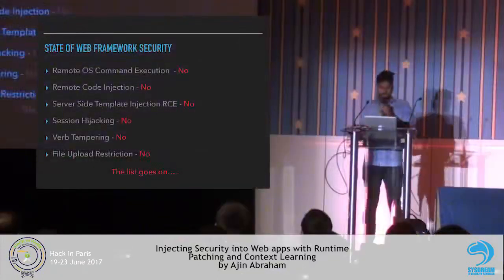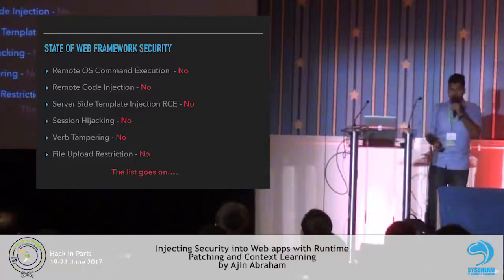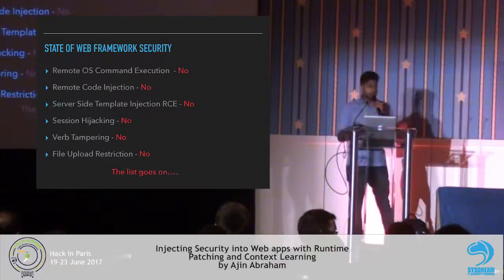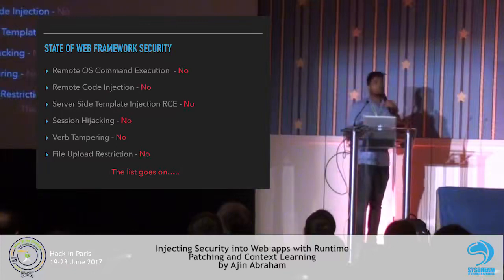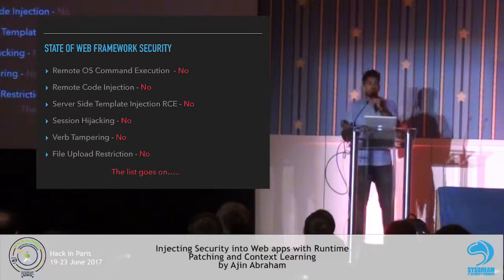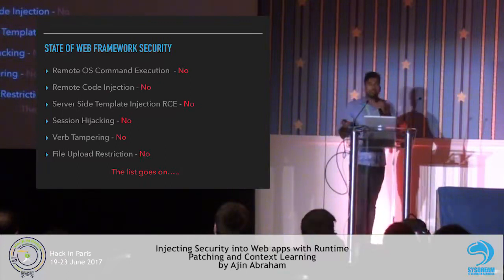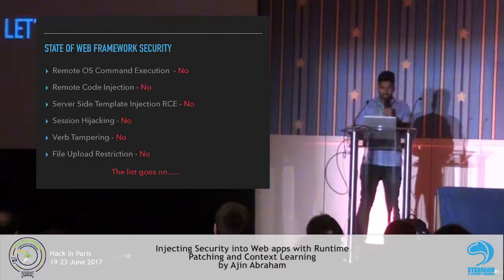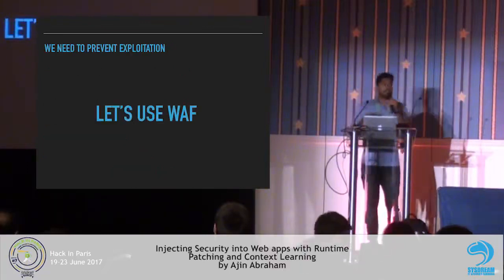So let's move on. There are other application security specific threats like OS command execution, remote code injection, server-side template injection, session hijacking, verb tampering, and the list goes on. The framework doesn't have any means to handle these, because that's not the purpose of frameworks. Giving a basic set of security is always good, but it's not designed to give you end-to-end security coverage.